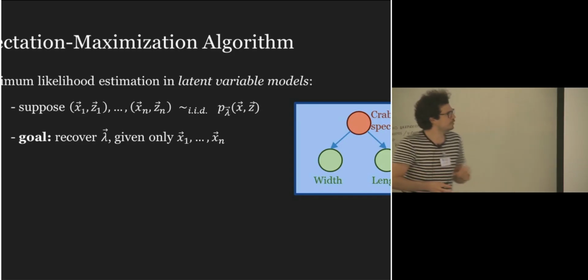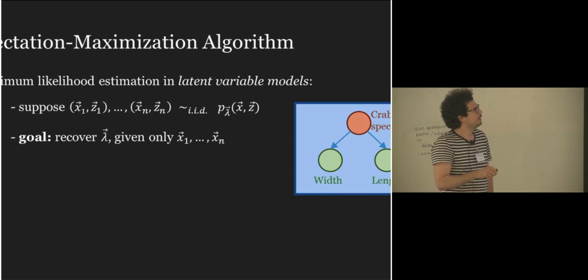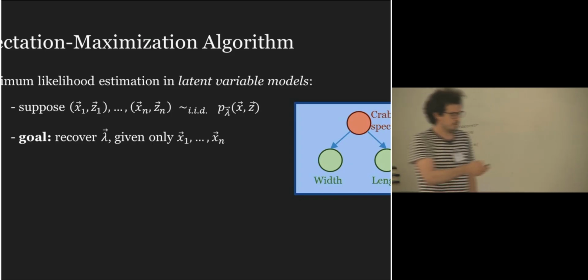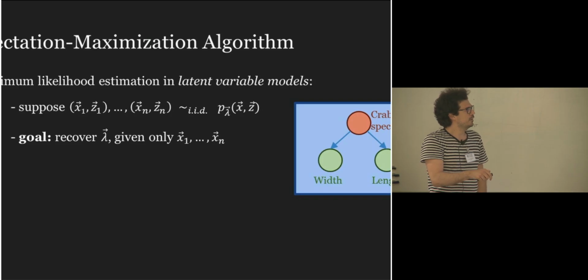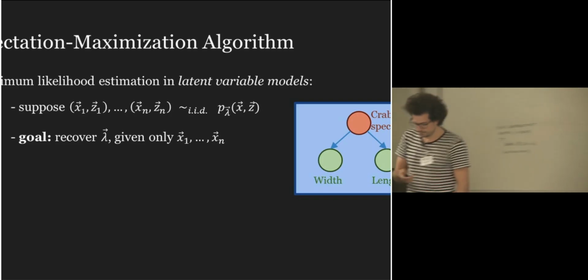So the situation we're talking about is, imagine you have a parameterized family of distributions, parameterized by lambda, and you imagine drawing a lot of samples from that distribution, except you can only partially observe them. And the goal is, given only partial samples, to estimate the underlying parameters lambda.